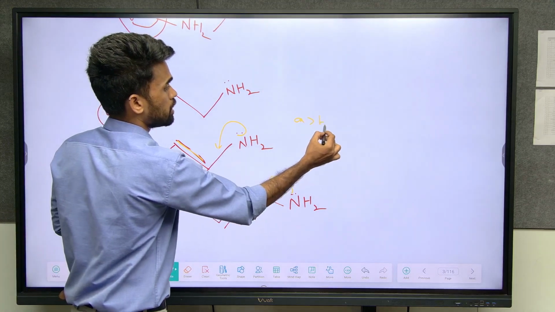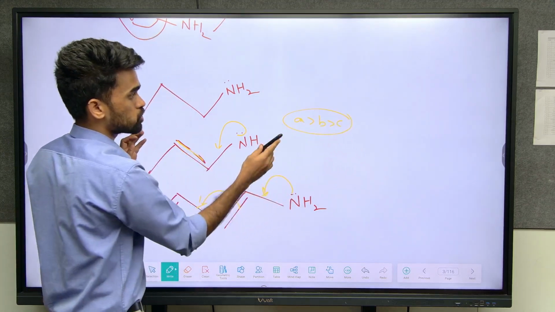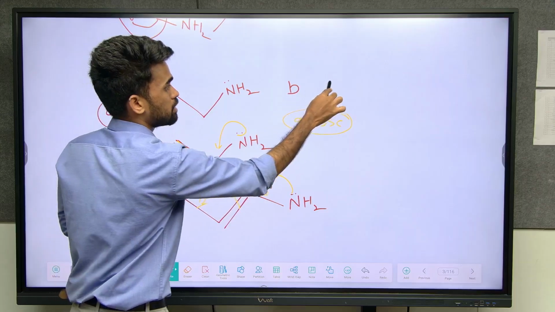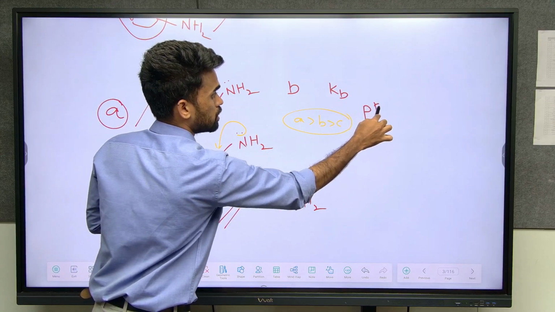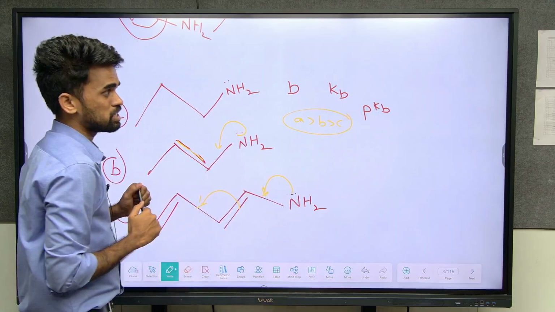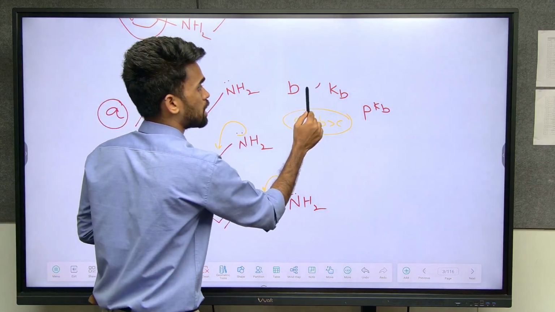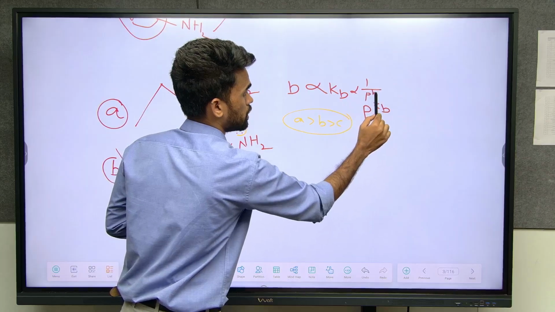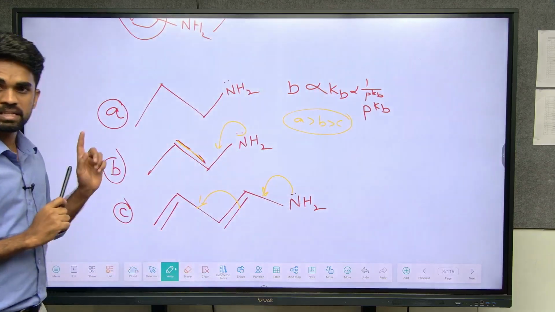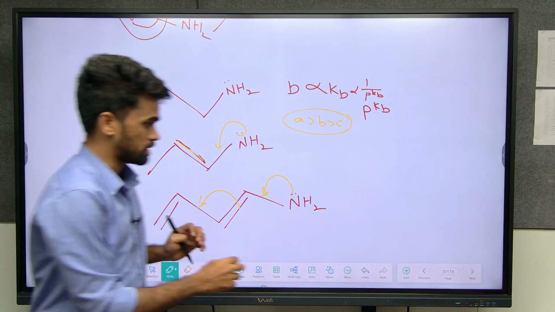A, B, C. So they may ask you about basic nature order, or they may ask you about Kb order, or they may ask you about pKb order. So what will be the relation between these? Basic nature is directly proportional to Kb, and inversely proportional to pKb. Remember this. Okay, done with this, everyone? Yeah, perfect.